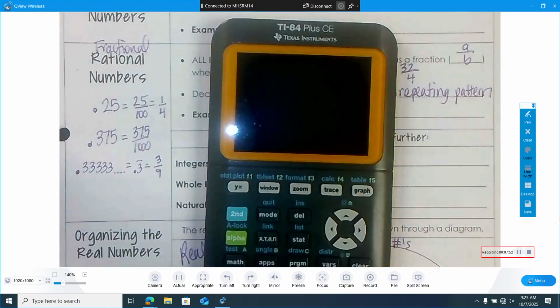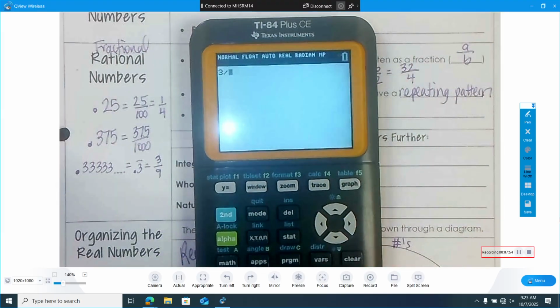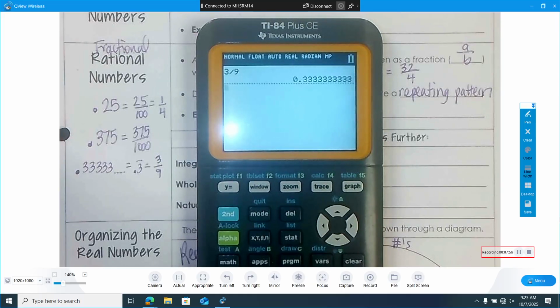Watch what happens when I test this in my calculator. 3 over 9, 0.333333333. Okay, pretty interesting.